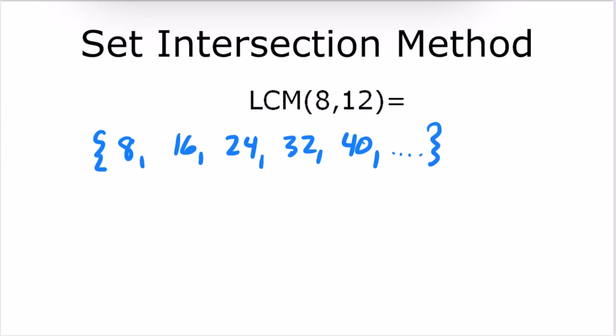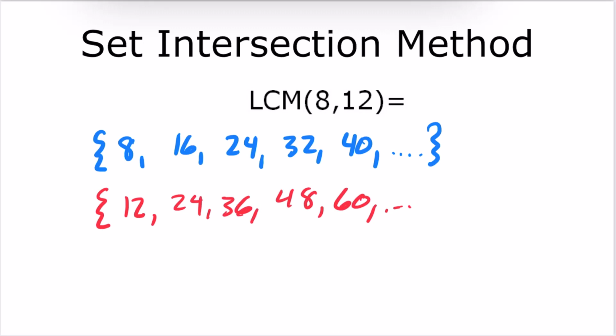Then I could make a list of the multiples of 12. So I could say, okay, well, the multiples of 12 are 12, 24, 36, 48, 60, etc. And this set is also infinite because there's an infinite number of multiples of the number 12.